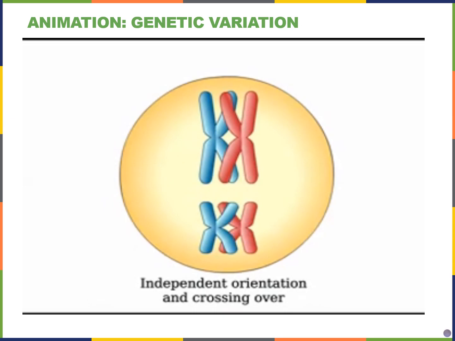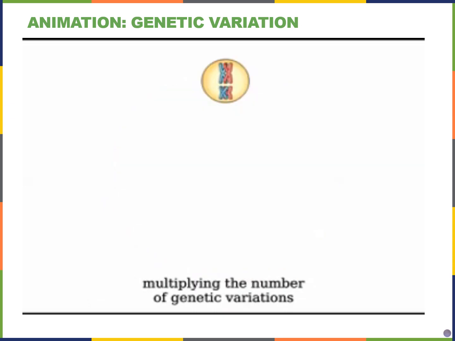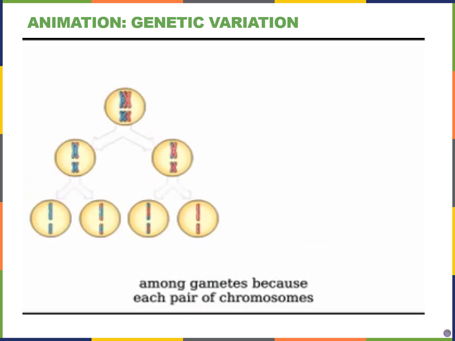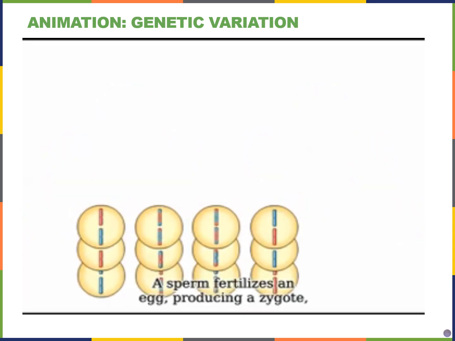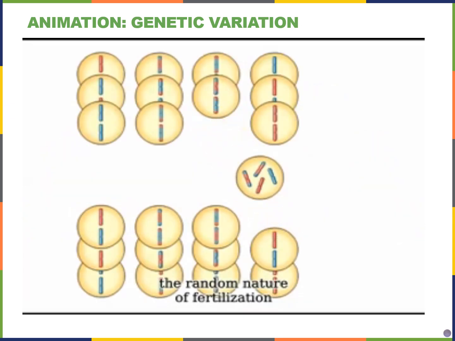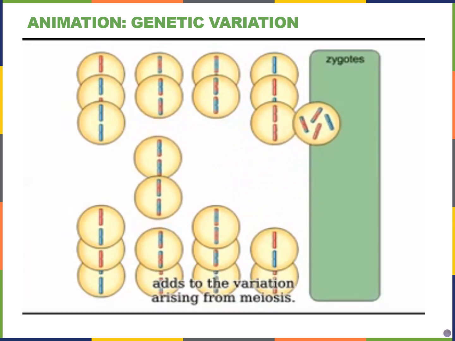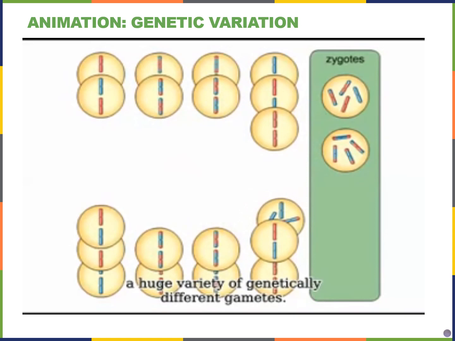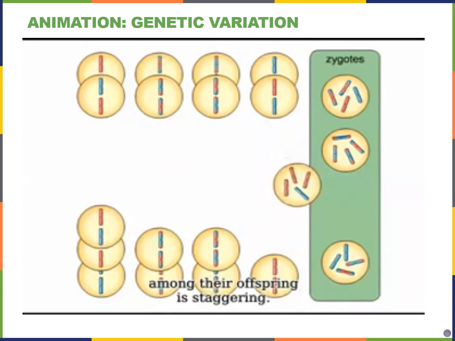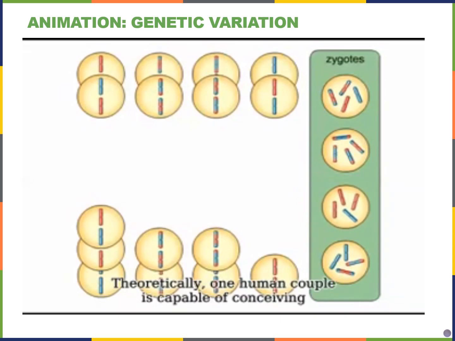Independent orientation and crossing over occur simultaneously during meiosis, multiplying the number of genetic variations among gametes. Because each pair of chromosomes lines up independently, and crossovers can occur almost anywhere along each pair of chromosomes, it is possible for a human being to produce an almost infinite variety of gametes. A sperm fertilizes an egg, producing a zygote. The random nature of fertilization adds to the variation arising from meiosis. Each parent is capable of producing a huge variety of genetically different gametes. The number of possible combinations among their offspring is staggering. Theoretically, one human couple is capable of conceiving a number of genetically different offspring that is far greater than the number of humans who have ever lived.